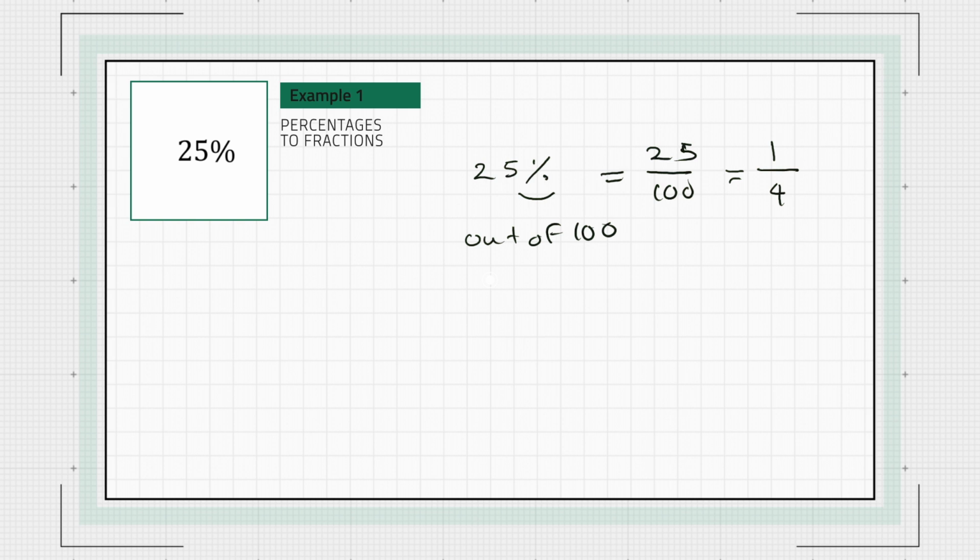So this is commonly referred to as simplifying or even cancelling. I just divide the top by 25 and I get 1. I divide the bottom by 25 and I get 4. And that's the end of that.